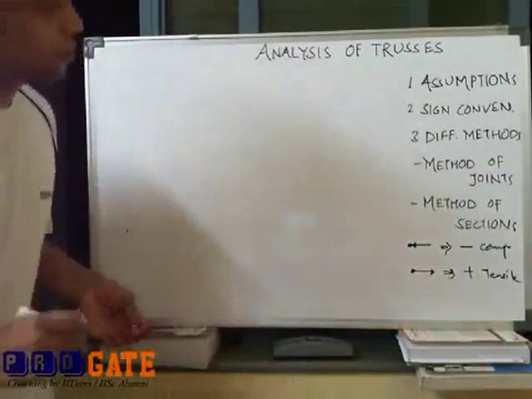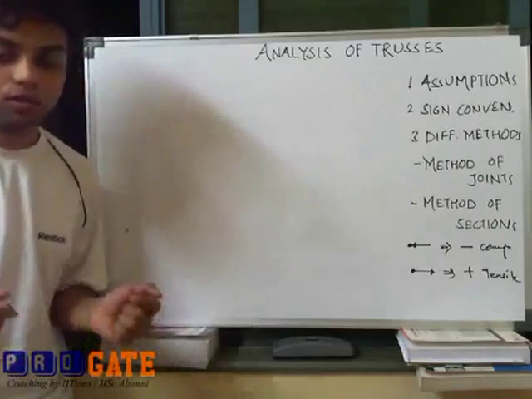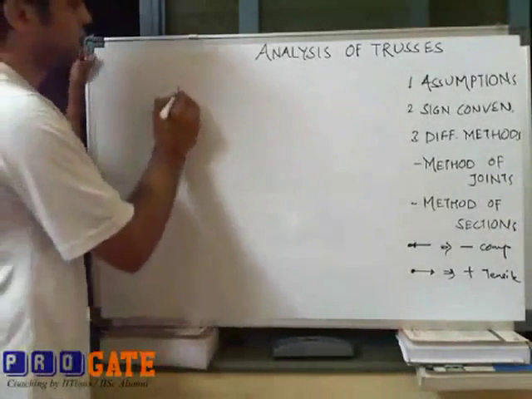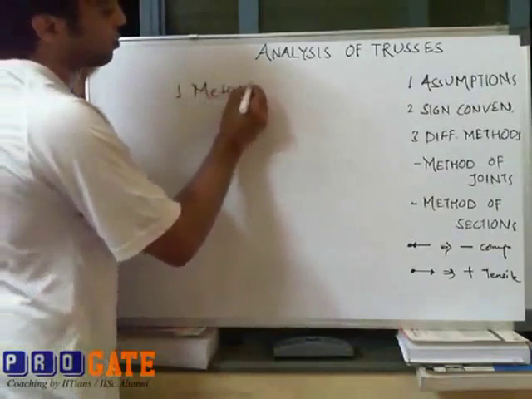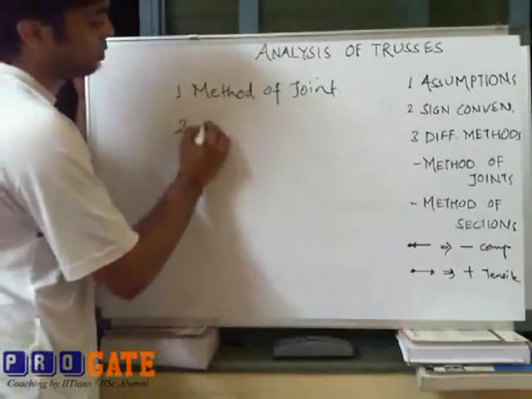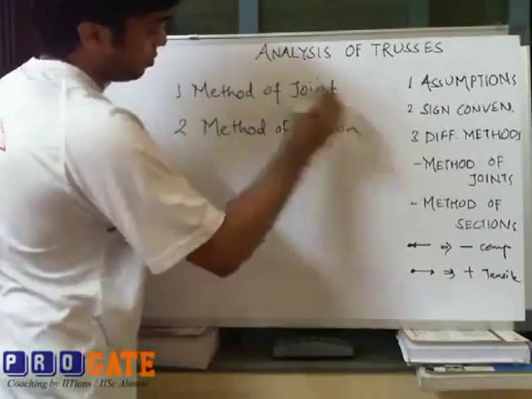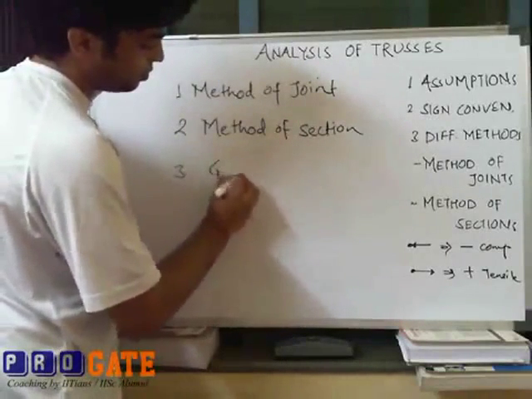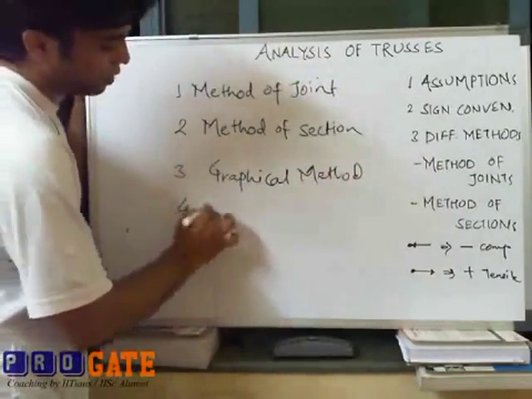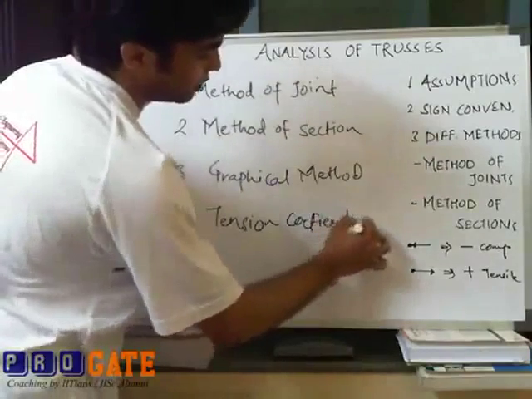Okay, moving on to the third point. What are the different methods that we normally use while analyzing trusses? So in practice there are 4 methods as such. The very first is the method of joints. The second one is the method of sections. Then comes the graphical method. And ultimately there is one more method which is called the tension coefficient method.